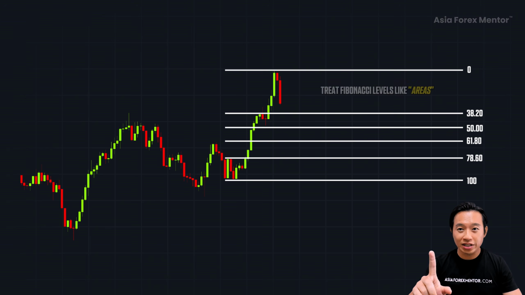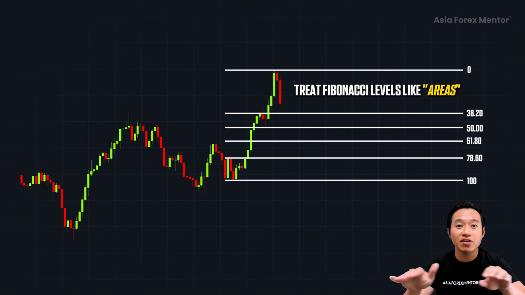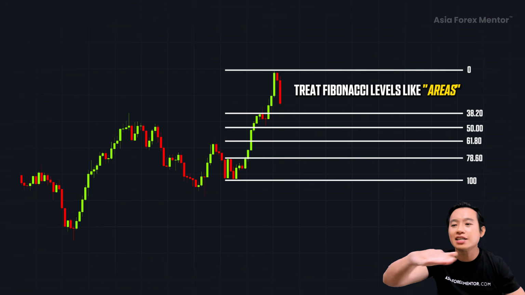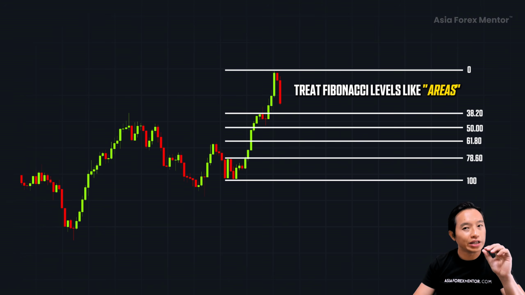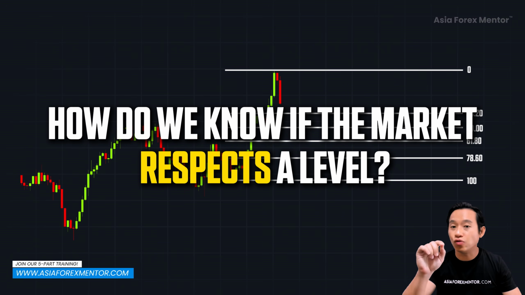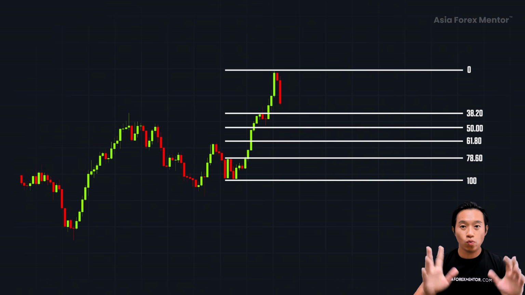We want to treat the Fibonacci levels as areas as well. Not exactly like a razor thin trigger. No, you can treat it as an area. The next question is, how do we know if price respects the level? Here's what we're gonna do. We wait and we watch.